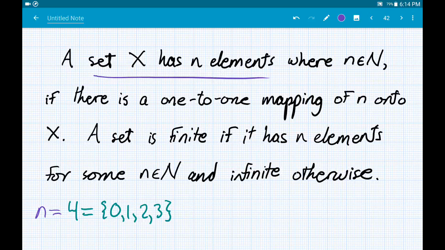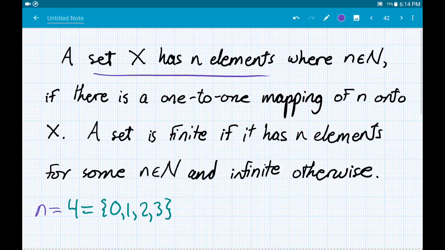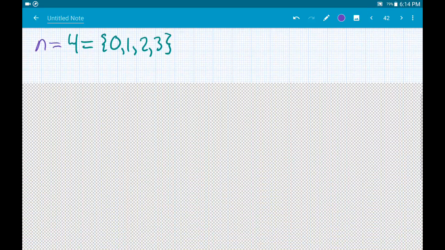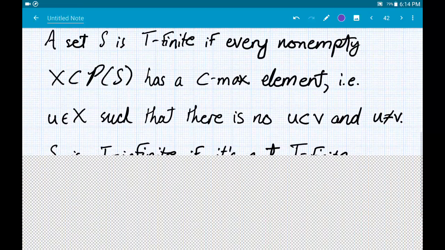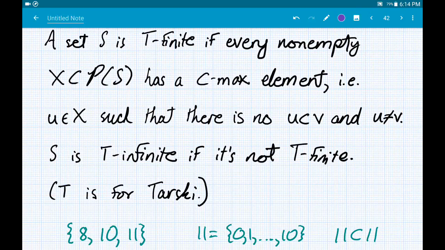A set is called finite if it has n elements for some n in N, and infinite otherwise. That should all make pretty good sense. A set is T-infinite, or T-finite, if every non-empty collection of subsets of S, that is to say, for any non-empty x a subset of the power set, any such x always has a subset-maximal element, which I will, in words, abbreviate as submax.